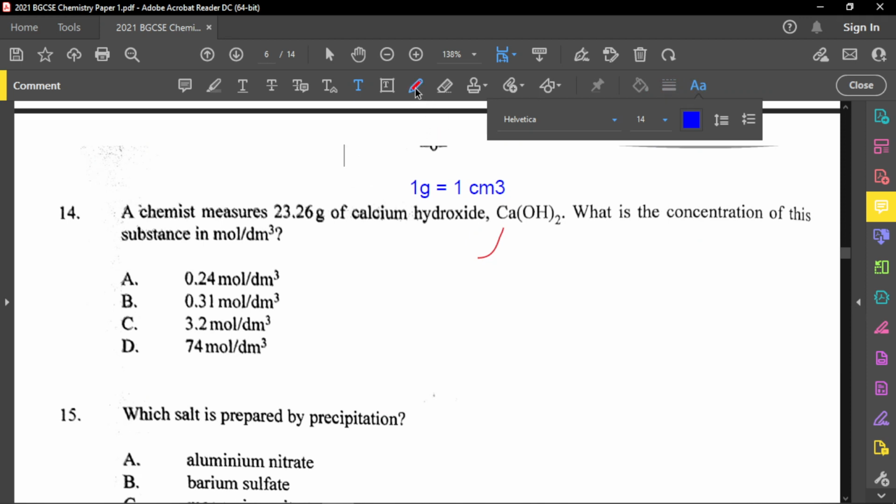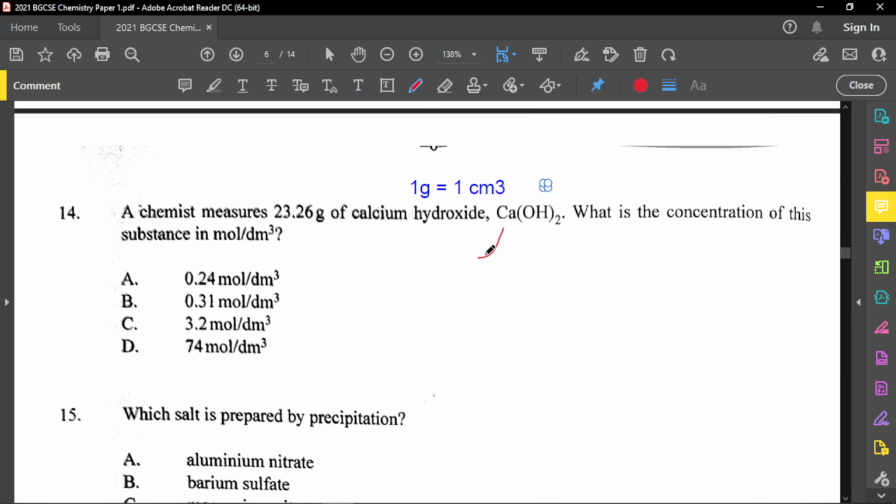All right, so calcium is 40. Oxygen is going to be 16 times 2, and that's going to be 32. So it's going to be 40 plus 32, where 32 is for the oxygen. And then for the hydrogen, we're going to have 1 times 2, which is 2. So we're going to add 2 here, right? So all of this together will give us 74.